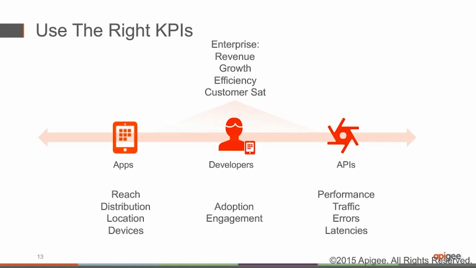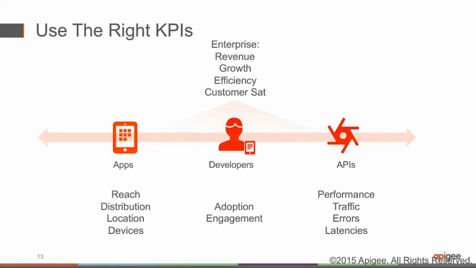So let's take a look at the next slide, and I think it digs into this in a little bit of detail. Again, at the enterprise level, you're looking for revenue, growth, efficiency, customer satisfaction, and then you're thinking, how are your apps, your developers, and your APIs specifically helping support those KPIs? So maybe you could talk a little bit about how you can use analytics for each of these.